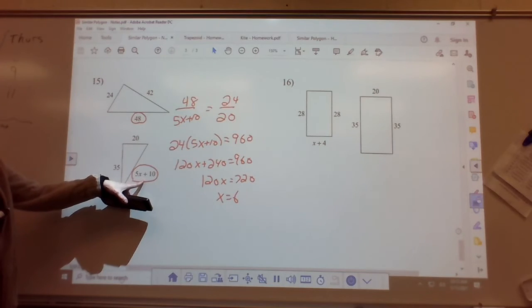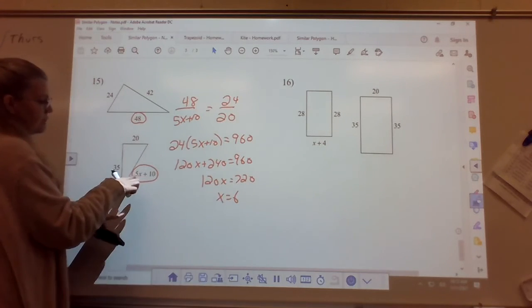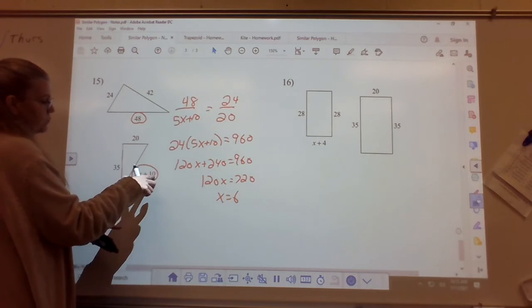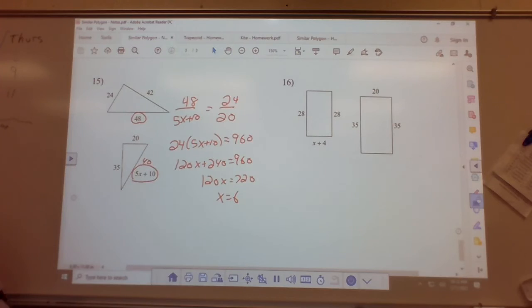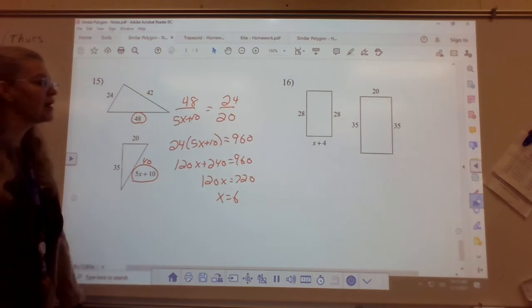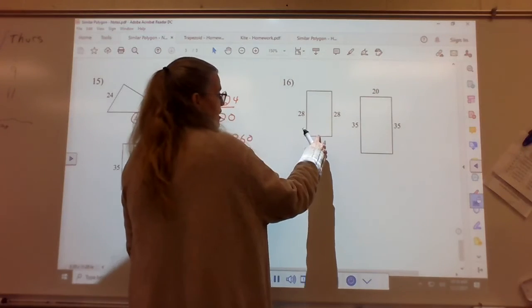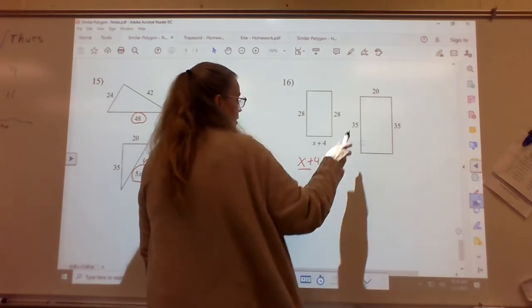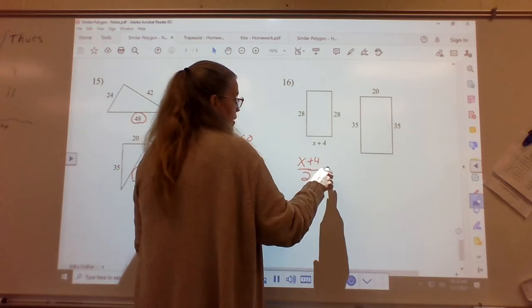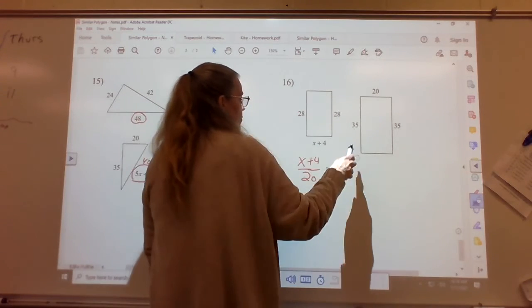Now, I'm not saying the side is 6. If I wanted to know this side, I would have to plug it back in. 5 times 6 is 30. 30 plus 10 is 40. So the side is 40, if I needed to know that. Last one. X plus 4 is going to go with 20. Equals 28 over 35.